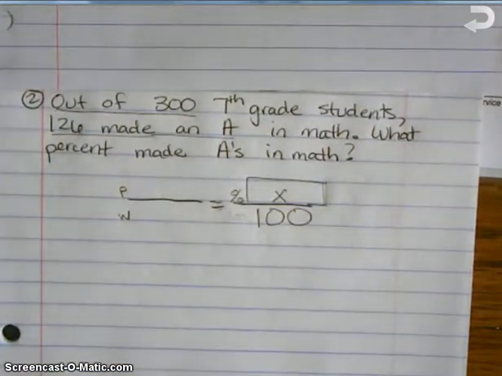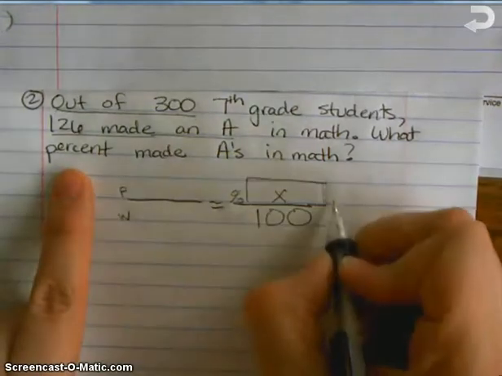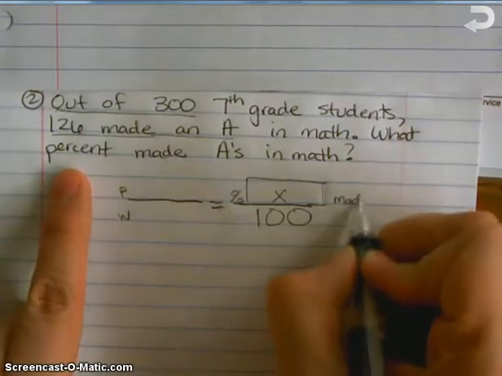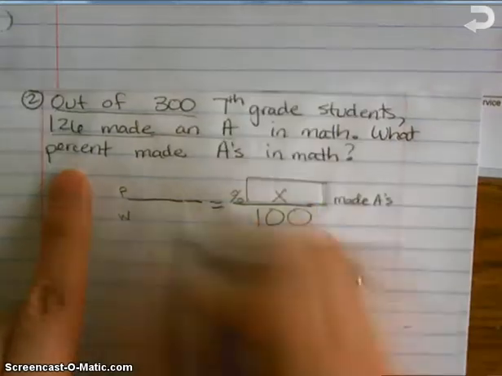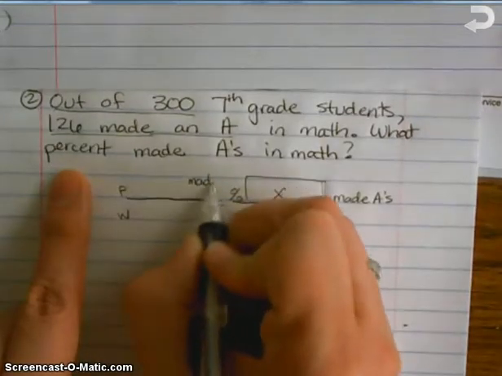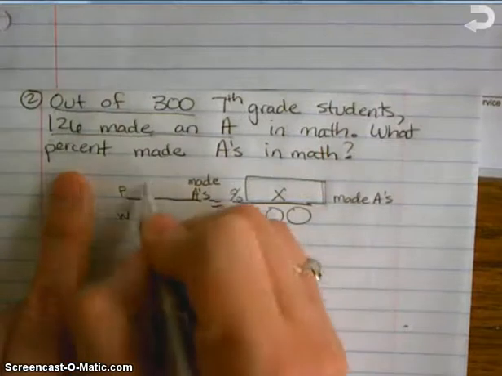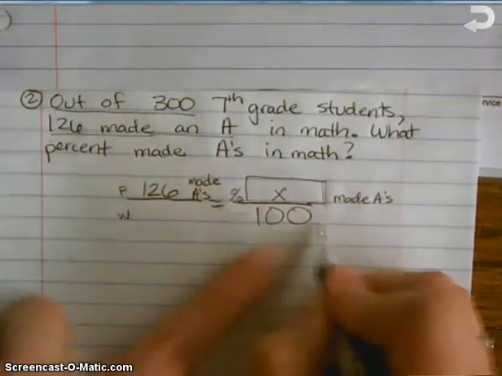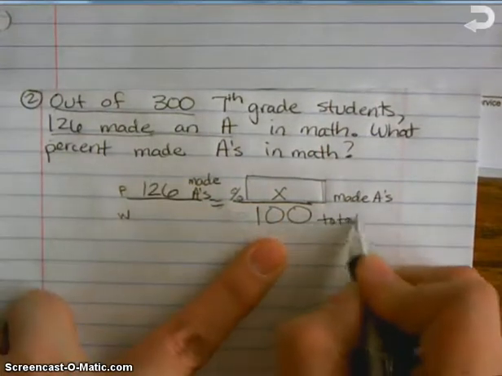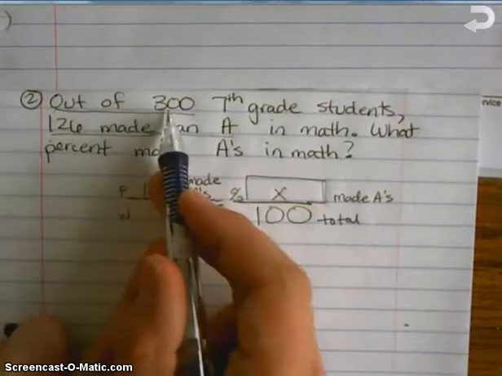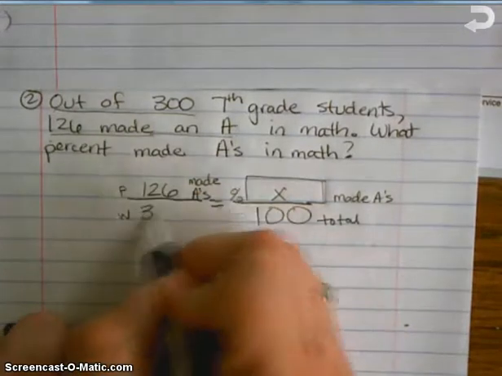So I have a part and a whole. The part is asking me what percent made A's, so this one has to be made A's as our label. How many made A's? It says 126 made an A. And 100 is going to be the total denominator for the percent. Out of 300, that sounds like 300 is the total.